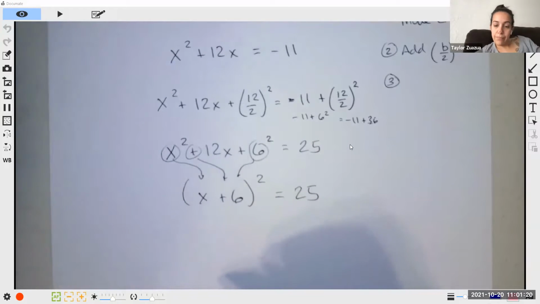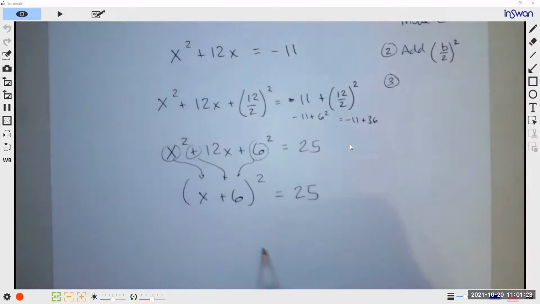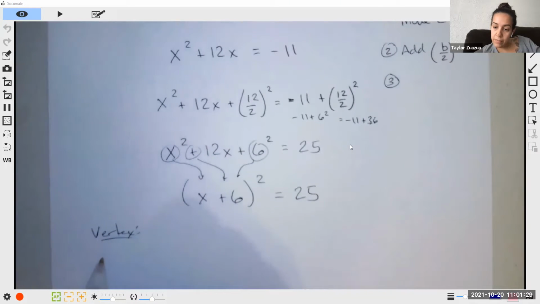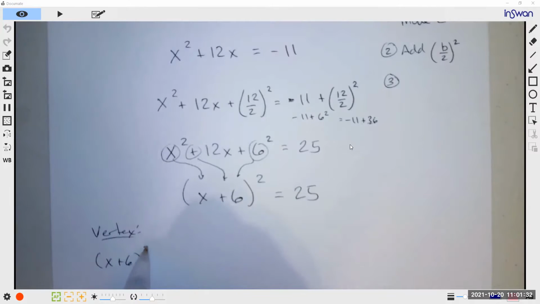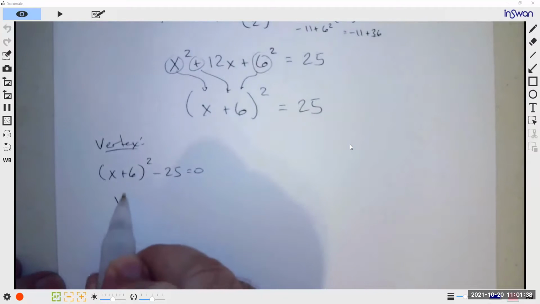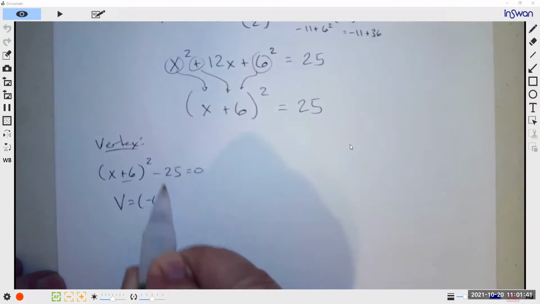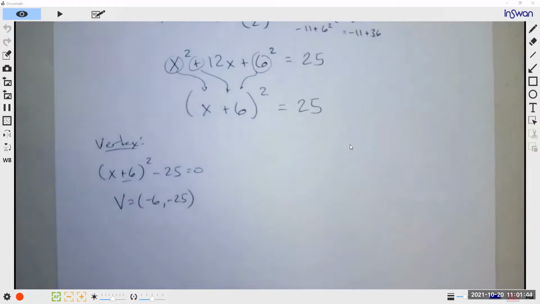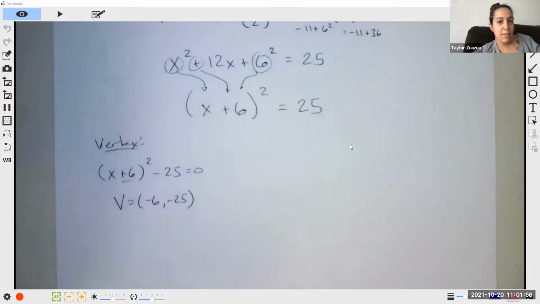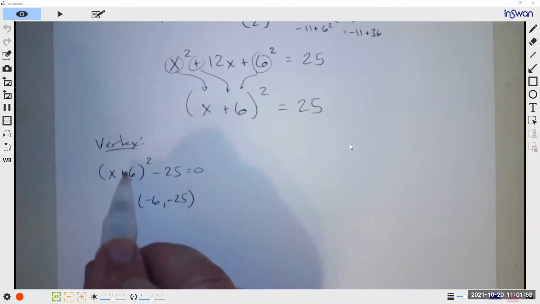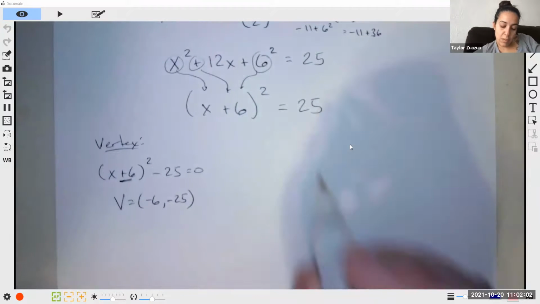Now at this point, if I wanted to know the vertex, I would move the 25 over. The vertex would be at negative 6, negative 25. Because whatever the sign is in the parentheses, the answer is always the opposite sign. So you just bring that down.